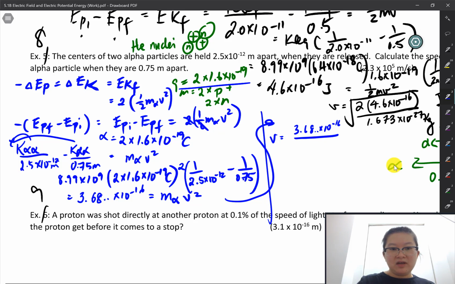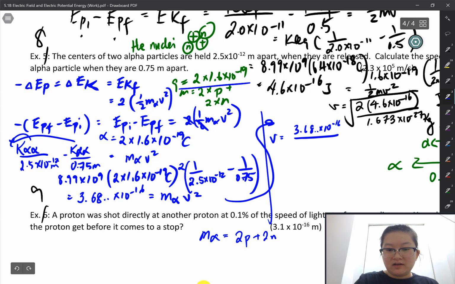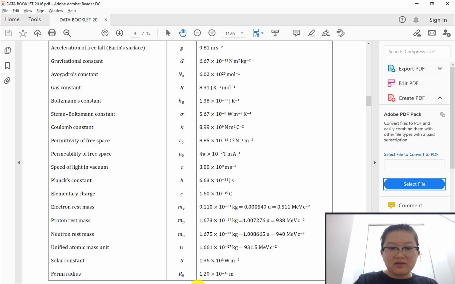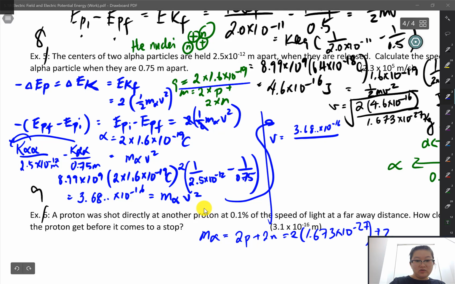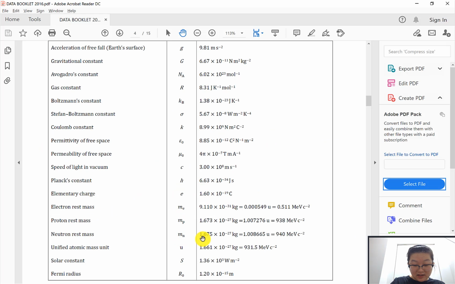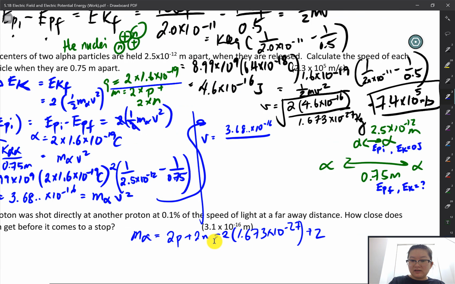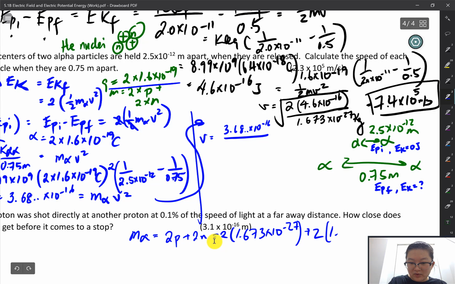So I'll do that maybe down here. The mass of an alpha particle is composed of 2 protons and 2 neutrons. So the mass of a proton, let me just write this here. You can find it in your data booklet, there it is, 1.673 times 10 to the power negative 27 kilograms. And the mass of a neutron is over here, which is slightly bigger, 1.675 times 10 to the power negative 27. Okay, oh gosh, so many details.